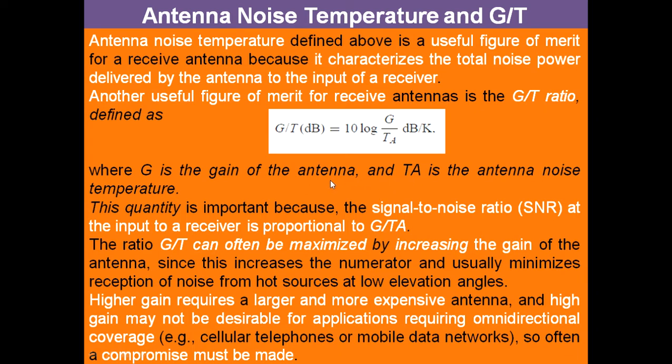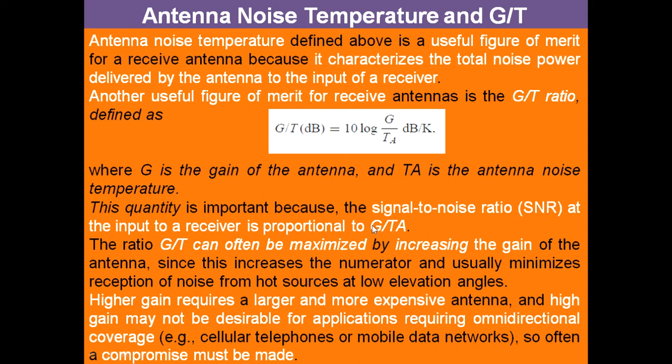So why is this quantity important? Because the signal to noise ratio at the input of the receiver is decided by this ratio, that is gain per temperature. The signal to noise ratio is directly proportional to this ratio. So if you want to increase this ratio, obviously you have to increase the gain. But increasing the gain has its limitations. If you want to increase this ratio, you have to increase the numerator and decrease the denominator.